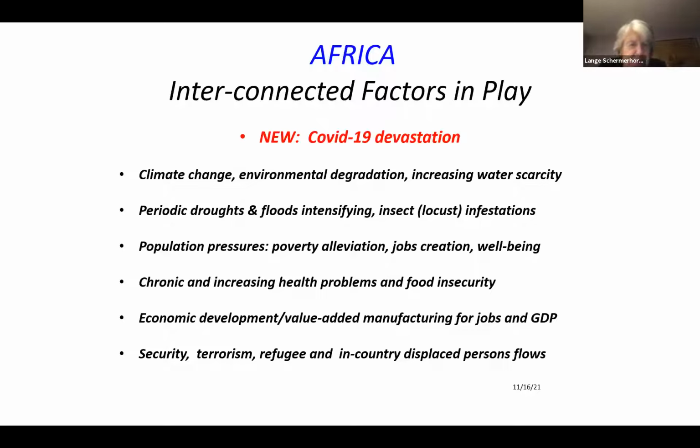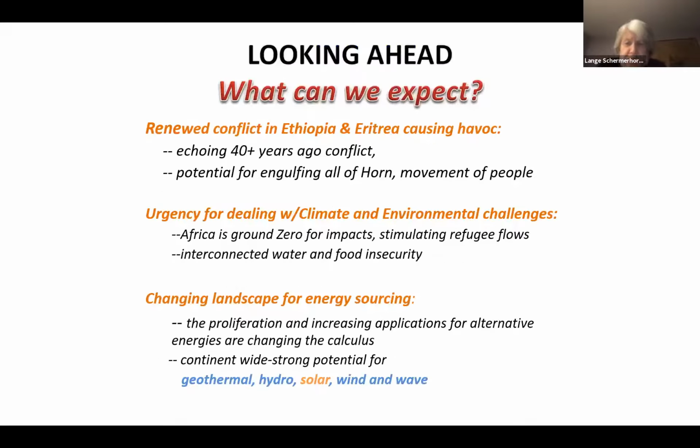job creation, chronic and increasing health problems, economic development, which is needed for job creation and value-added manufacturing to improve the local economies, is very detrimental to maintaining biodiversity and maintaining the environment. Then we have security, terrorism, refugee, and in-country displaced person flows, which are being exacerbated by what's happening to the climate. What can we expect looking ahead?